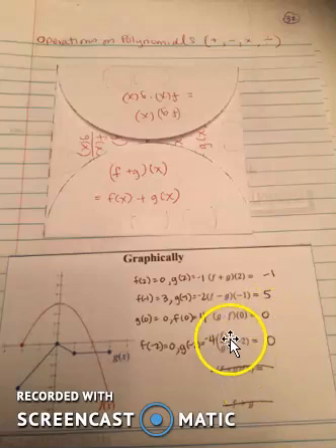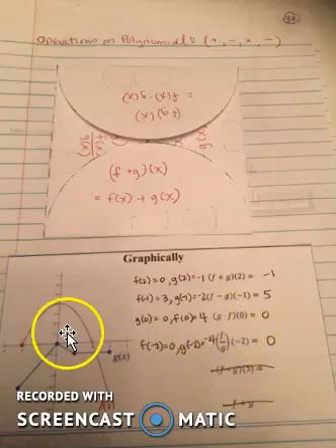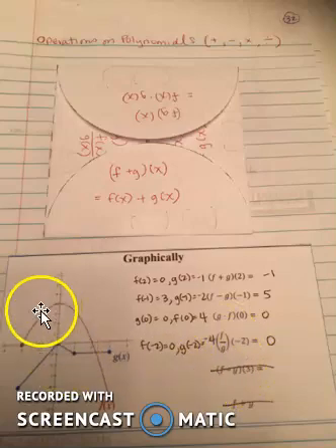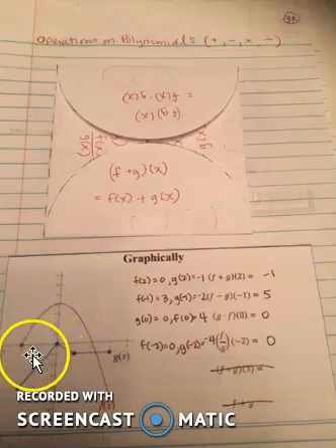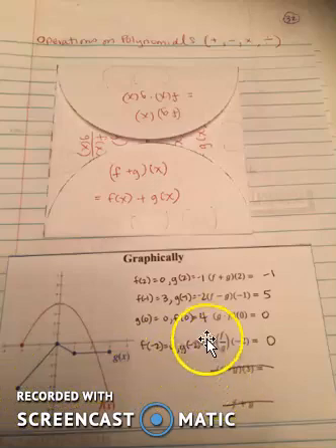And then finally the last one, f divided by g of negative 2. f of negative 2, when we go there, is going to be 0. g of negative 2, when we come to the blue one, is going to be negative 4. So if you take 0 and divide it by negative 4, you still end up with 0.